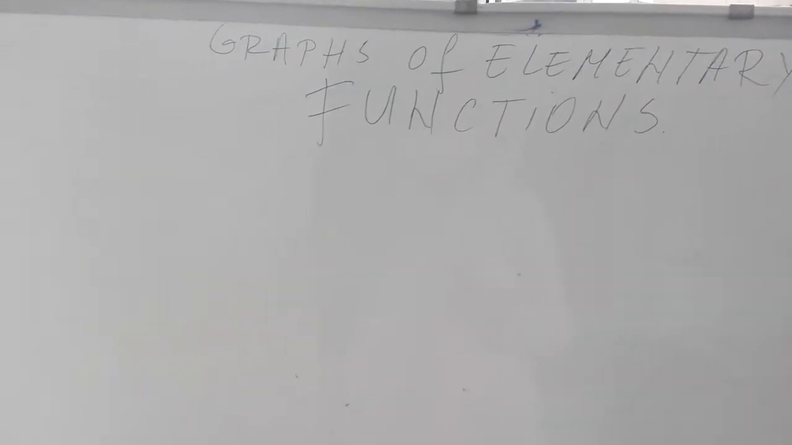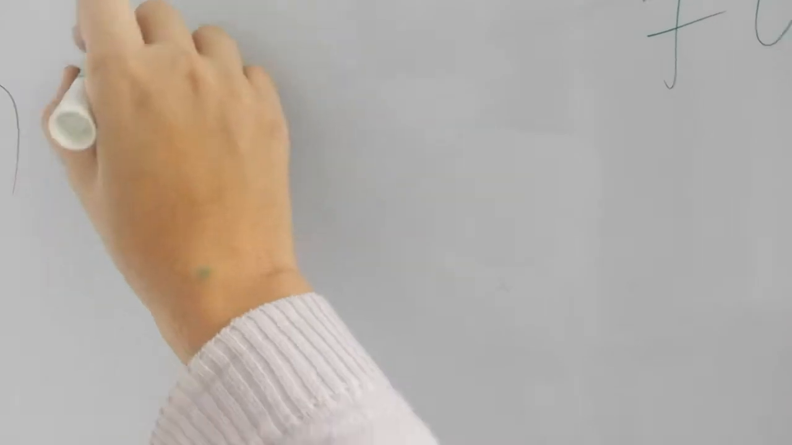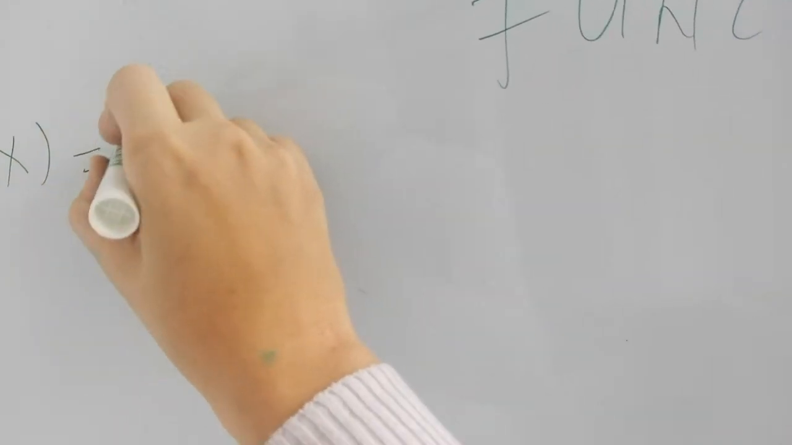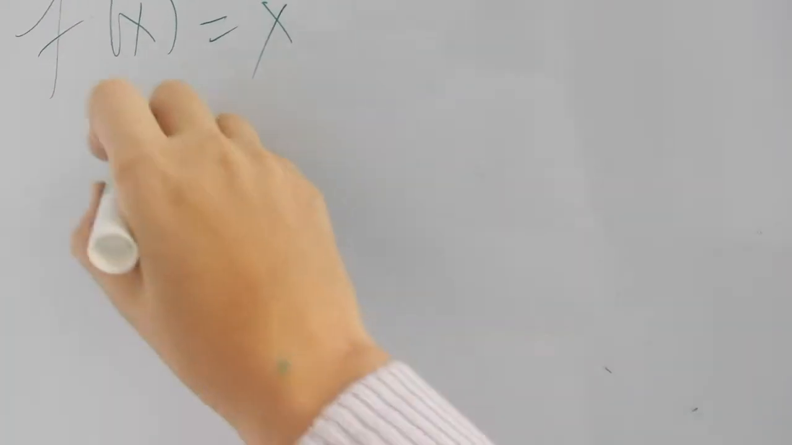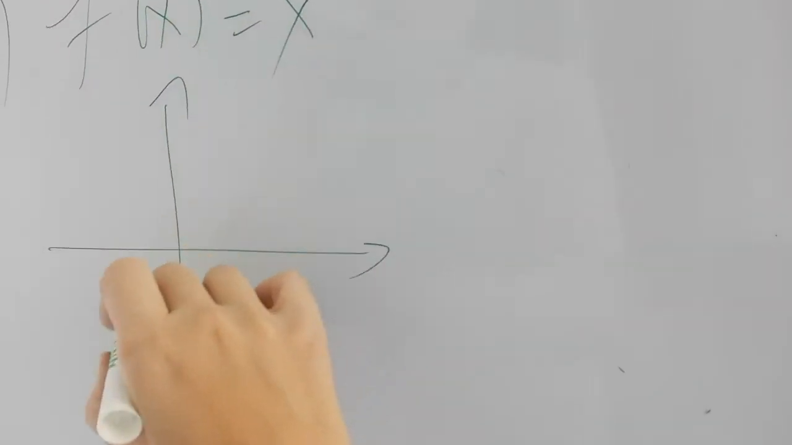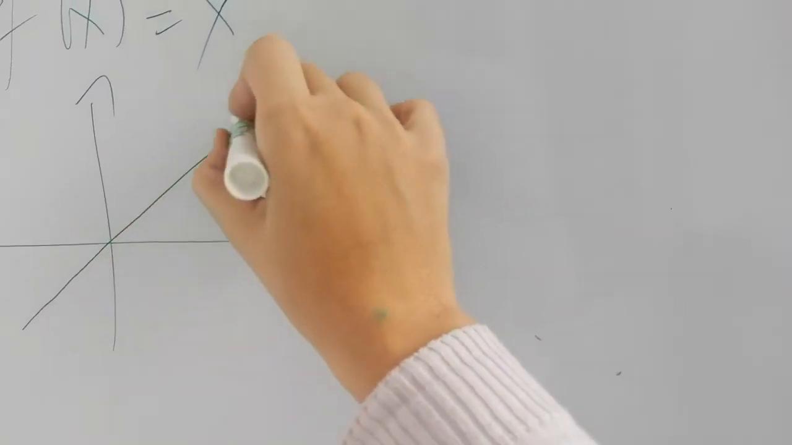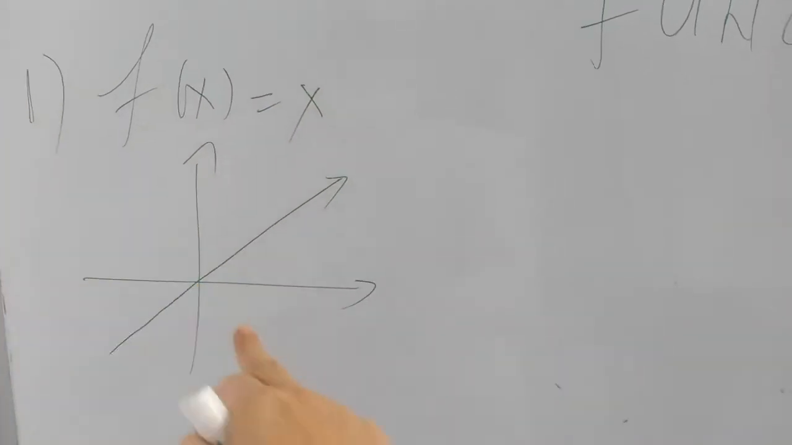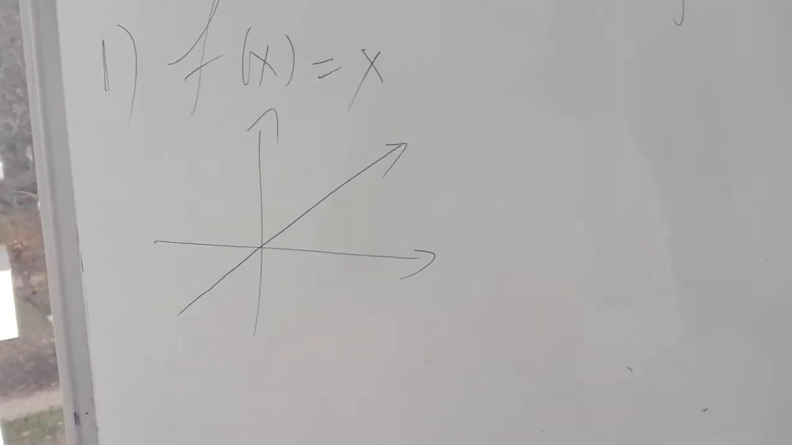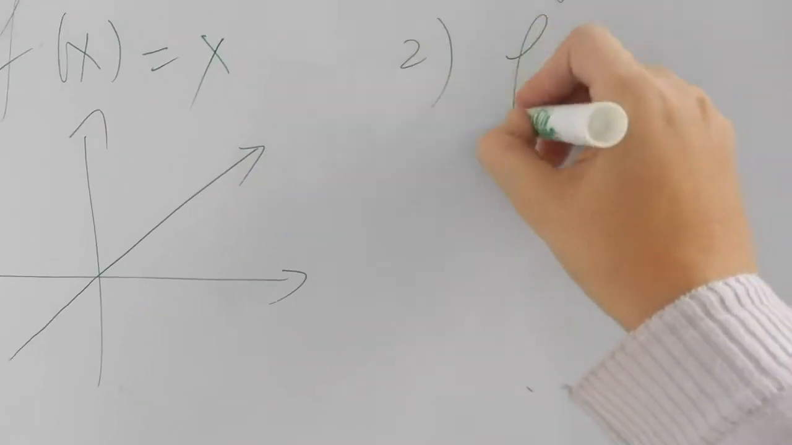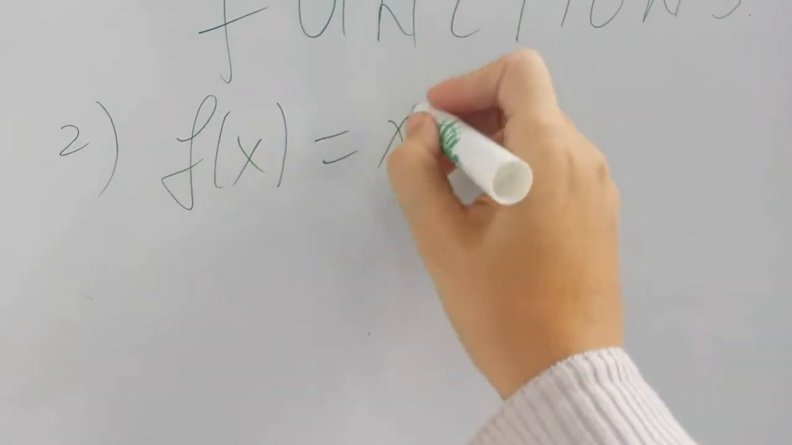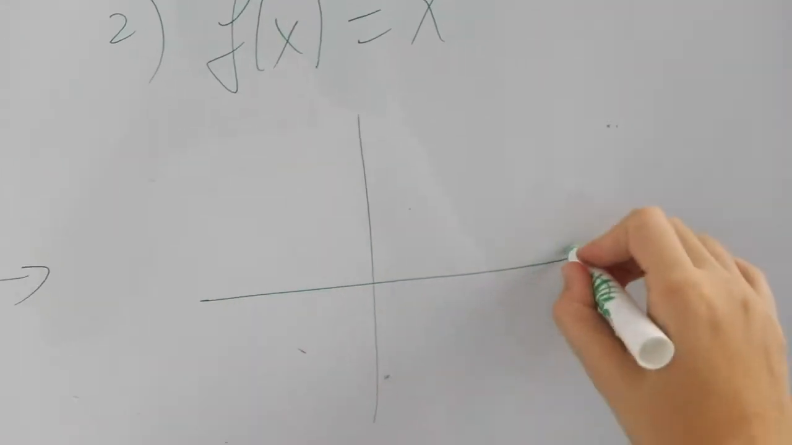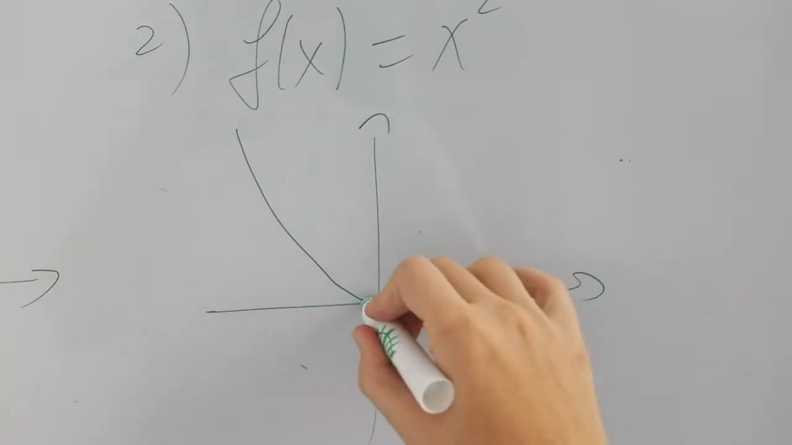Anyhow, the first elementary function that we know, of course, with the given domain, f of x equals x. So this is the first bisector, and the graph of it is the first bisector going up. And if you have a negative f(x), of course, it will go down. Now, the second function that we are talking about will be f of x equals x squared. You already know that it's a parabola. It looks something like this.